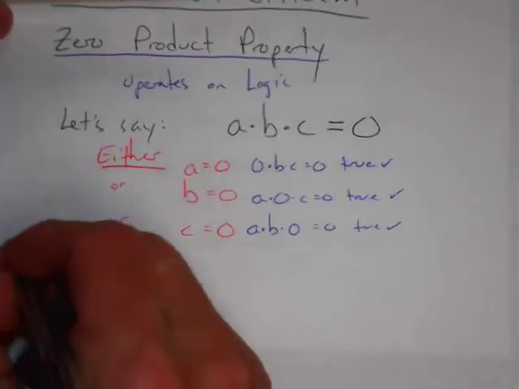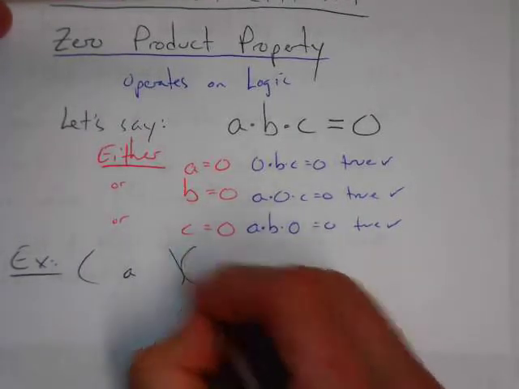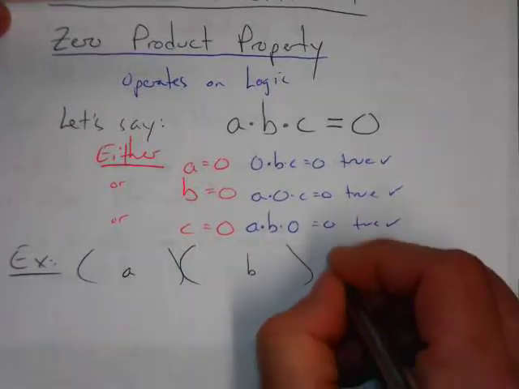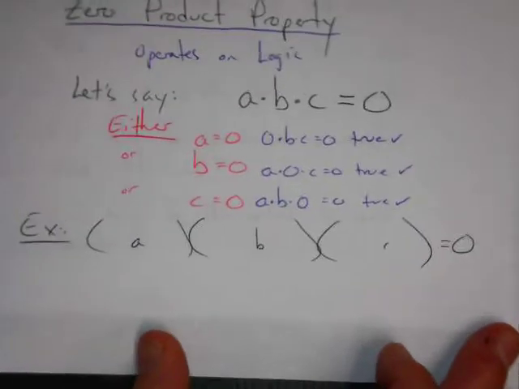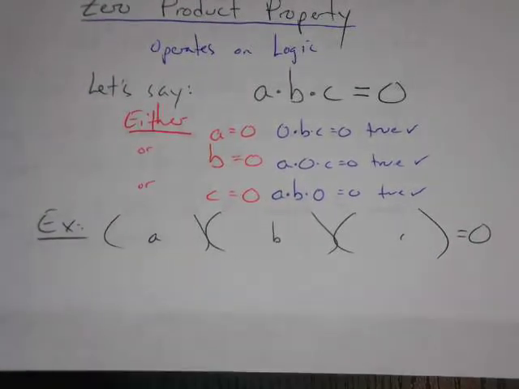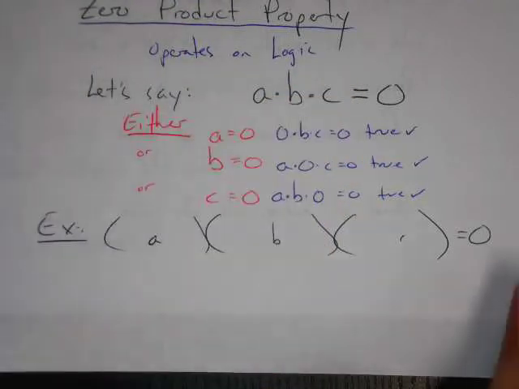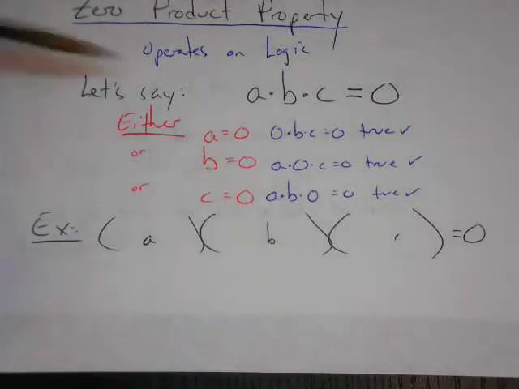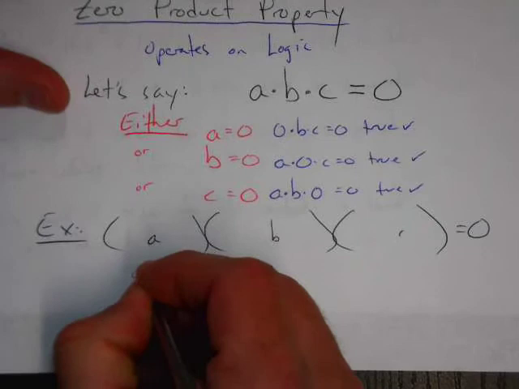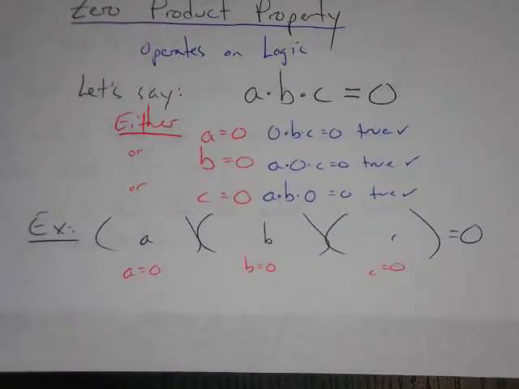So for example, if I had a number, let's say it looked like this, and then I had another number, and another number, and that whole thing equaled 0. Let's say I had these three complicated things, and the whole thing is equal to 0. It means I now have three possibilities because of the zero product property: a is equal to 0, or b is equal to 0, or c is equal to 0. Those are my three possibilities because that's a true statement.